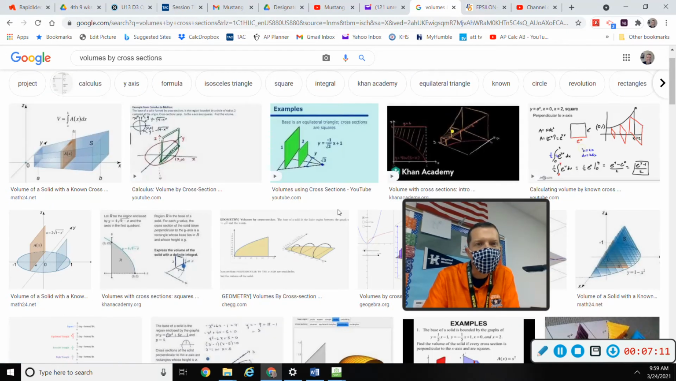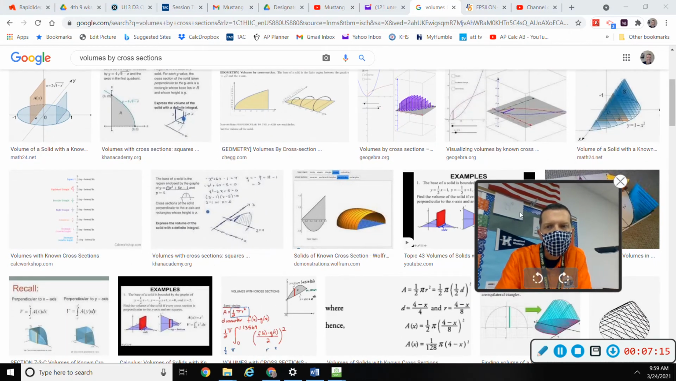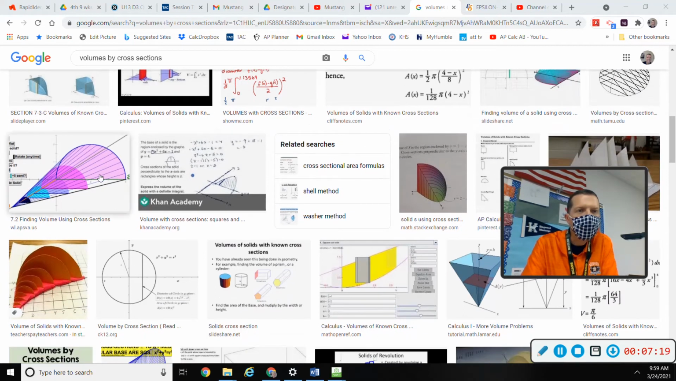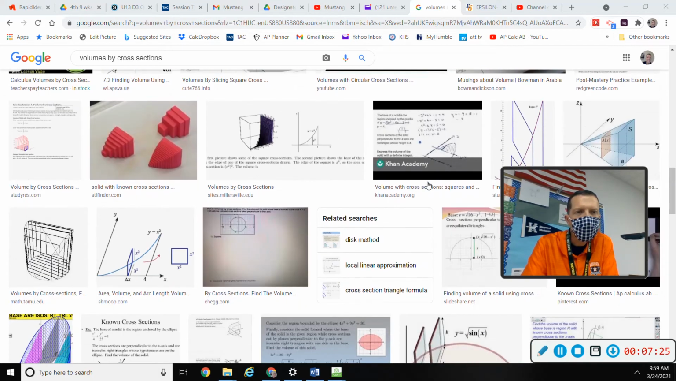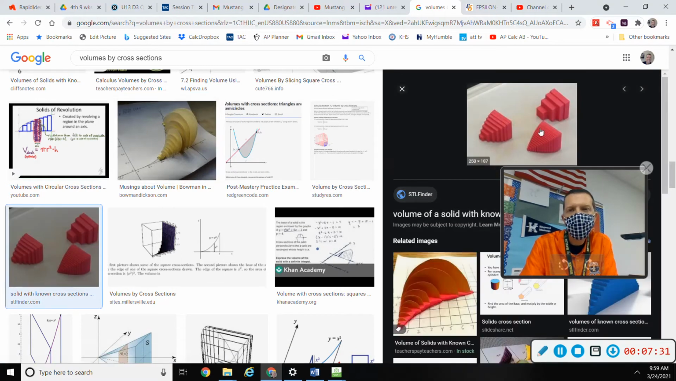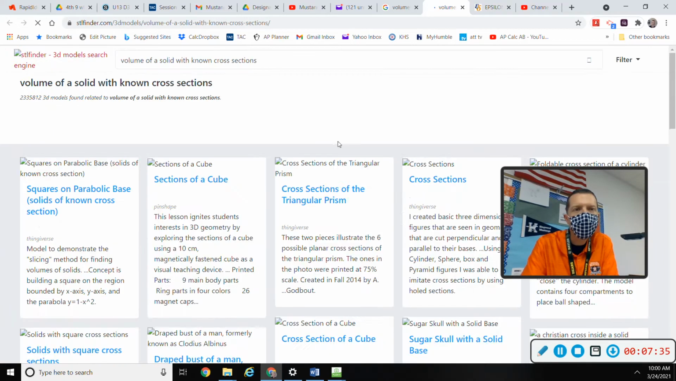See if there's any other good pictures. Let's see, there's one with semicircles, another one with semicircles. There's one with squares. This is a good one because, let's see if we get a good picture of it.